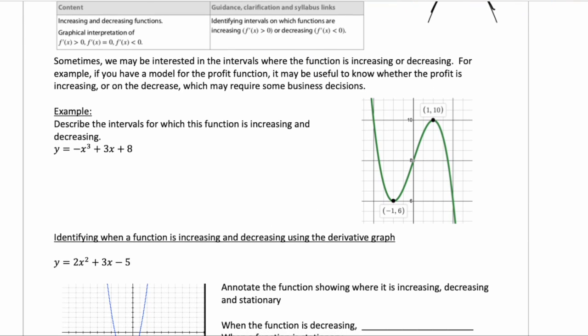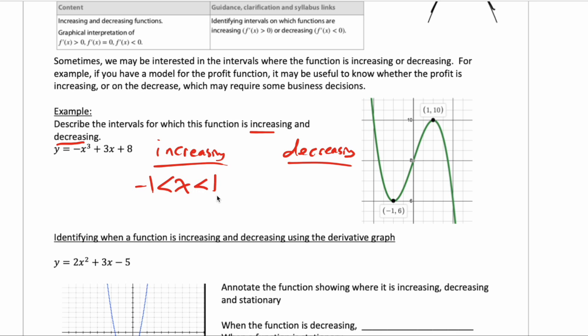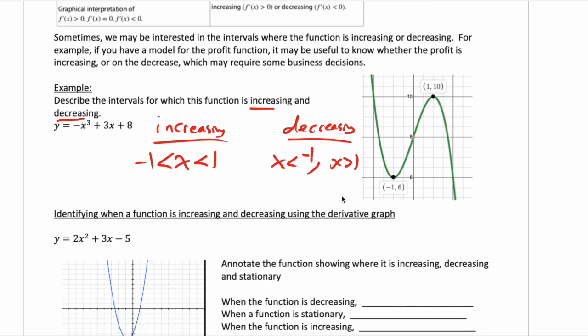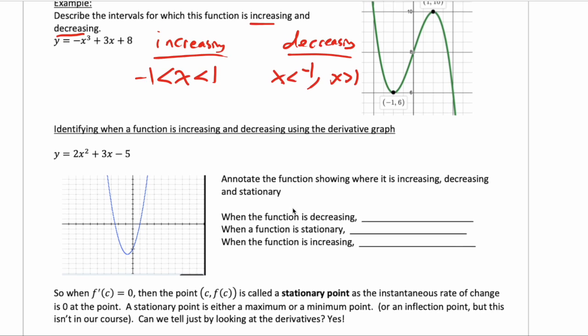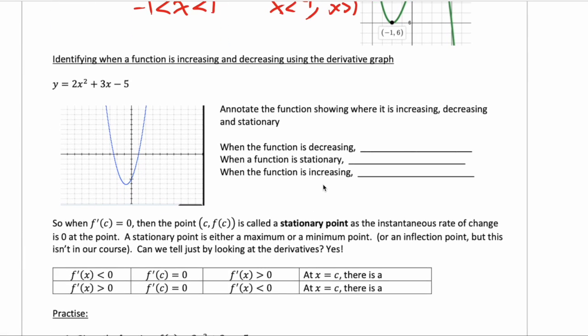So in this example here, if we want to write down the intervals of increasing and decreasing, let's write those down. Increasing, decreasing. So it's increasing only in this part. This is where the tangent lines are positive. So that's from negative 1 to 1, and the way we write that is x is between negative 1 and 1. We have two zones where it's decreasing, here and here. So we can say x is less than negative 1 and x is greater than 1 are the two intervals of decreasing. Let's skip down to here.